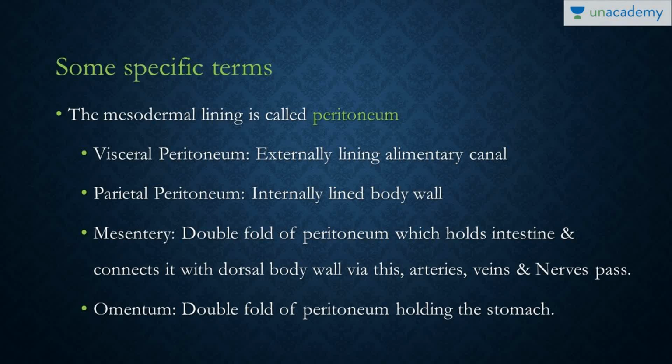Now I'll tell you about some specific terms which you should know about. The mesodermal lining that covers the body cavity or the coelom is termed peritoneum. We have two types of peritoneum: visceral peritoneum and parietal peritoneum. What is the meaning of visceral peritoneum? Whenever you hear the word visceral, you should think about viscera. What is viscera? They are basically the organs which are inside us. So visceral means towards the inside.